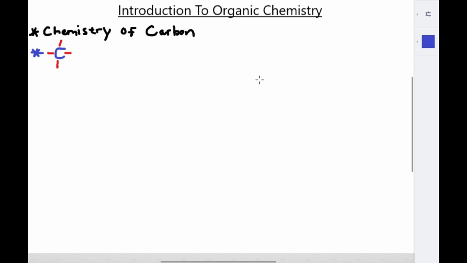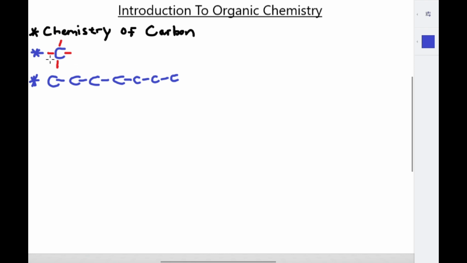The other importance of the carbon atom is that it is able to form longer chains of carbons. This is what we call catenation. It is very important to note down that a carbon atom is able to bond with other carbon atoms in order to form a long chain. That is what we call catenation.